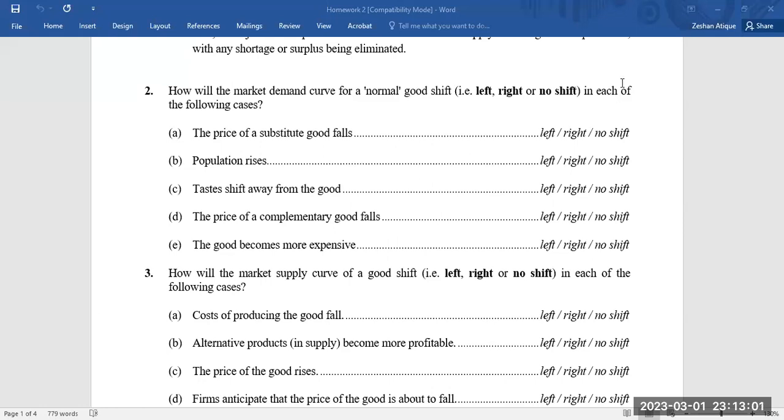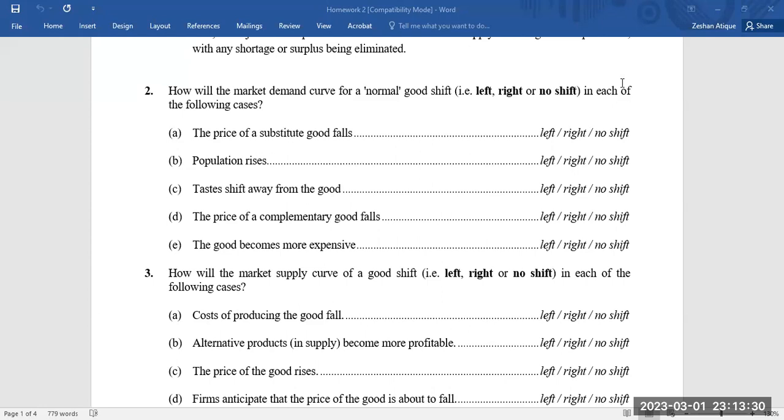Now we move to question number 2. This question is about deciding where the demand curve will shift. The question reads, how will the market demand curve for a normal good change? A normal good is one which has a positive relationship with income. If the quantity demanded of a good has a positive relationship with income, that is called a normal good.